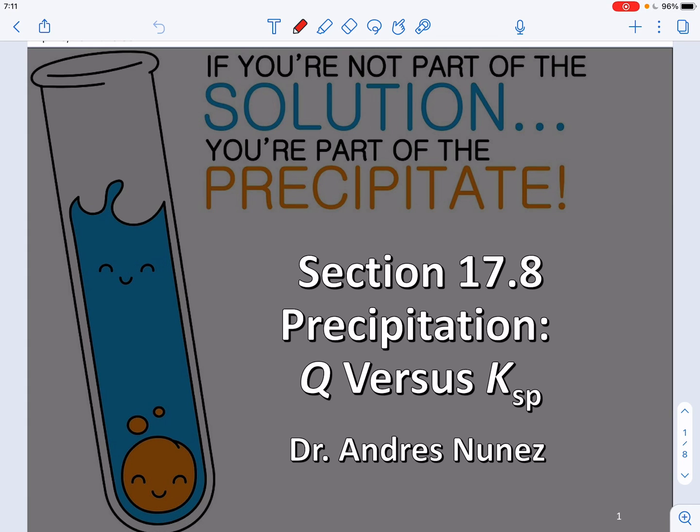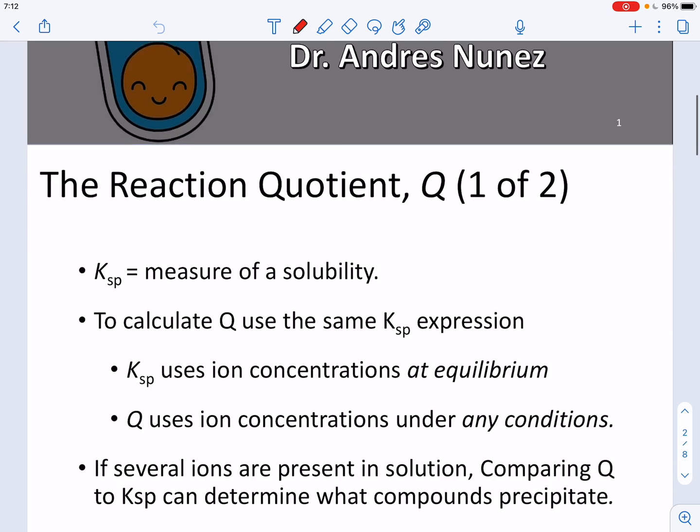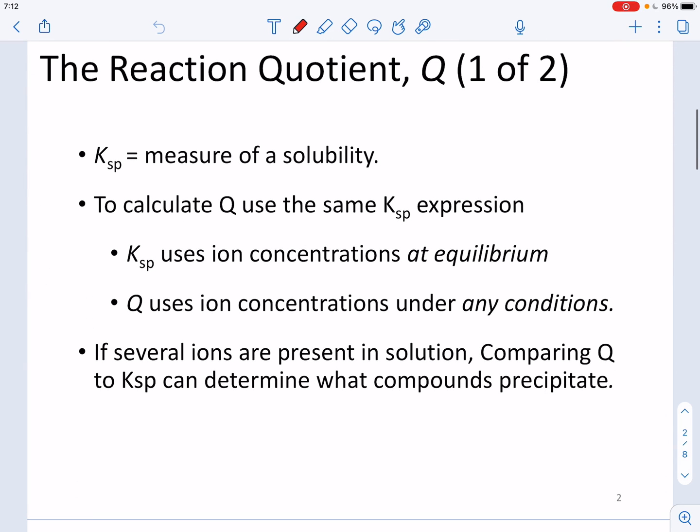This is section 17.8, which is about precipitation and probably more specifically how you can use the reaction quotient to predict precipitation if you know the concentration of the ions in a given solution. So, things that we have to remember: our KSP, the solubility product constant, is a measure of solubility. It's not quite the molar solubility of the compound, but it's a measure of that solubility.